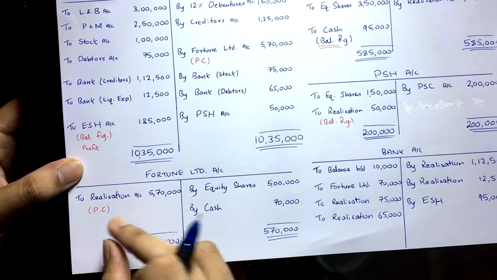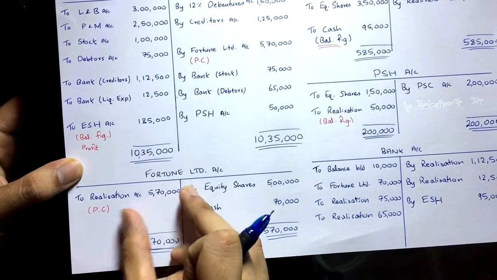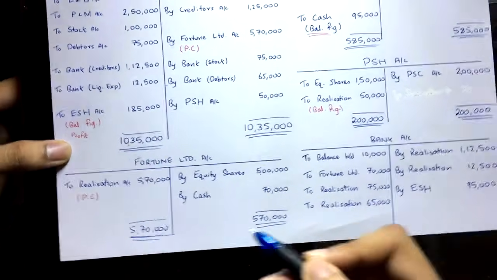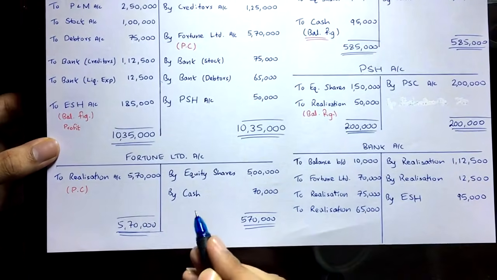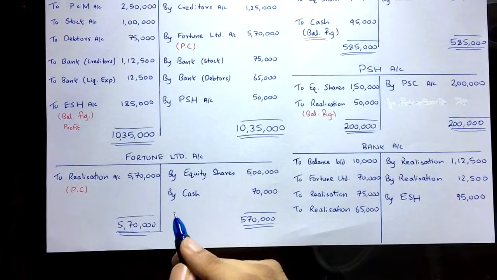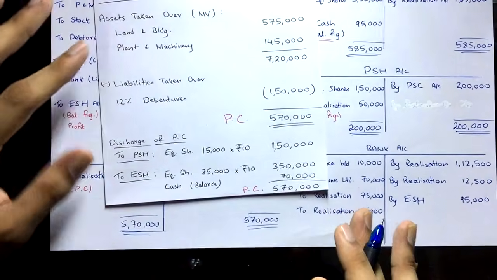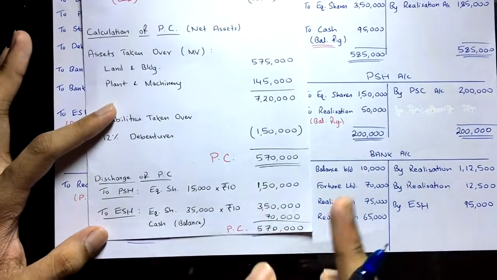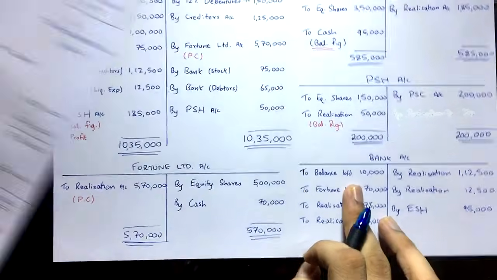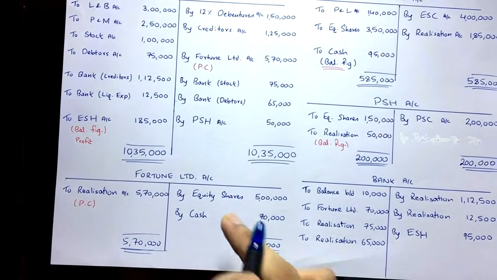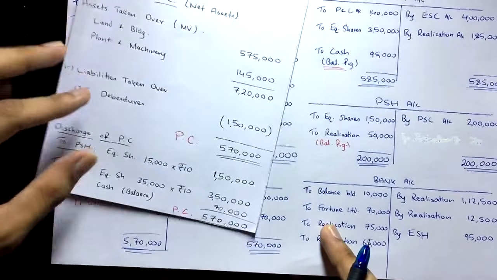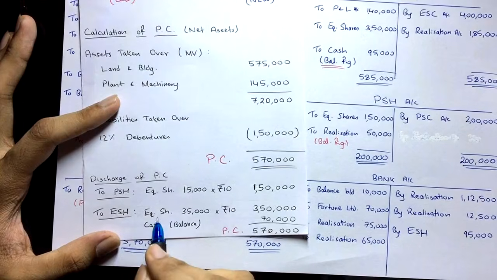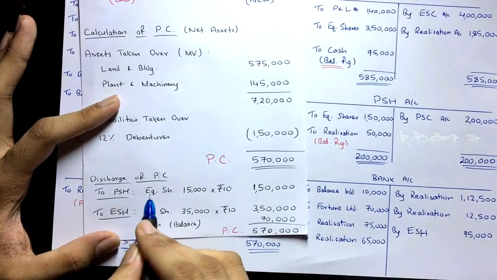और तुम्हें क्या करना है, you have to show the expansion of that 5,70,000. ये 5,70,000 कैसे पे हुआ है, in what forms this purchase consideration has been paid? It has been paid in equity shares and cash. We know that, right? In the calculation of purchase consideration. So to prepare this account, you have to see the calculation of PC. Always remember, first you have to take the cross posting and then see the calculation of PC. So in calculation of PC, you come to know that equity shareholders are getting equity shares and cash, and preference shareholders are also getting equity shares.